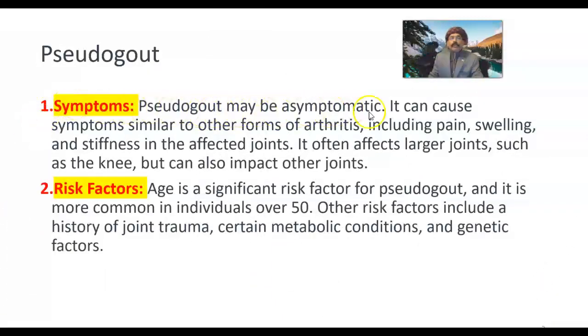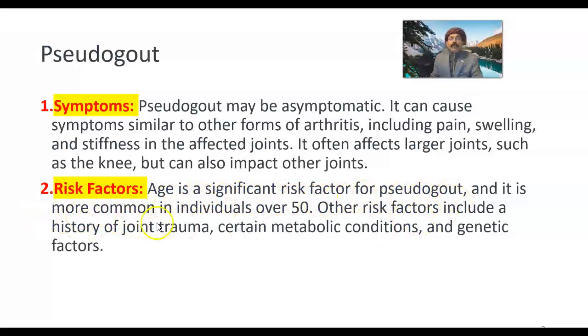Pseudogout symptoms: pseudogout may be asymptomatic. It can cause symptoms similar to other forms of arthritis, but usually not the excruciating pain of gout. The pain is comparatively less when we compare it with gout, but eventually there is development of pain, swelling, and stiffness in the affected joints. It often affects larger joints such as the knee, ankle, elbow, shoulder, and wrist joint.